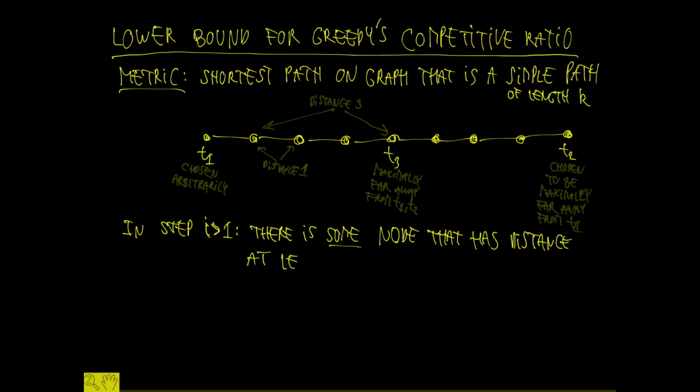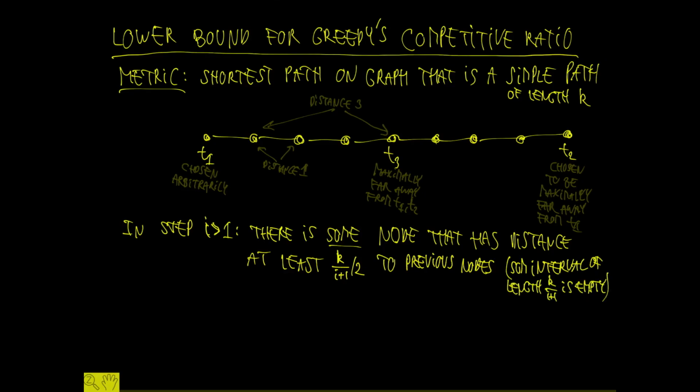Now in every step except the first one, there is some node, I claim, that has distance at least k divided by i plus 1, or divided by 2, to the previous nodes. And this is simply because if we look at the i plus 1 intervals of length k over i plus 1, one of them is going to be empty. So we can place the node in the middle of that.